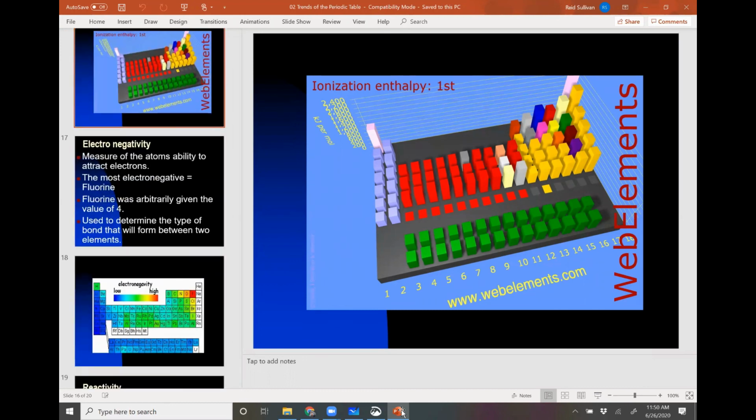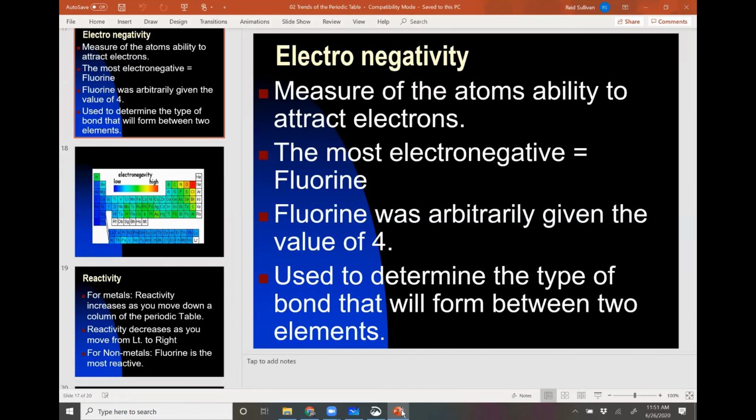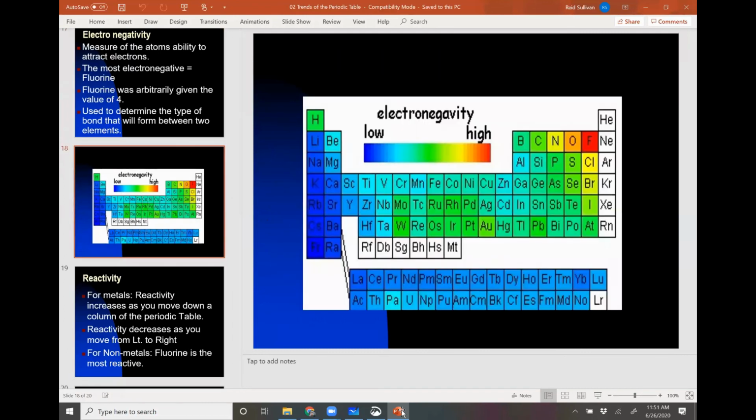So then what is electronegativity? Electronegativity is the measure of how much the atom wants electrons in a bond. So how much is it going to try and pull on those electrons? Think about it as the big tug of war. Who is the strongest in a tug of war and who's the weakest when it comes to electrons? And electronegativity is important because it's going to determine most of what is going to be taking place in bonding.